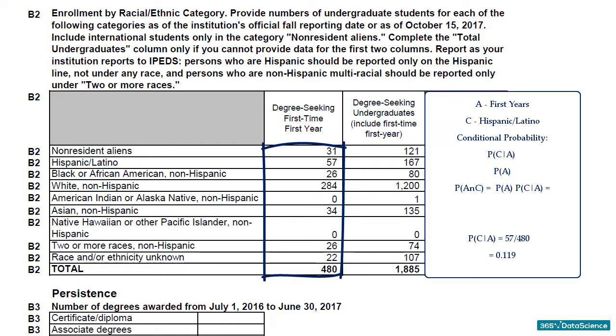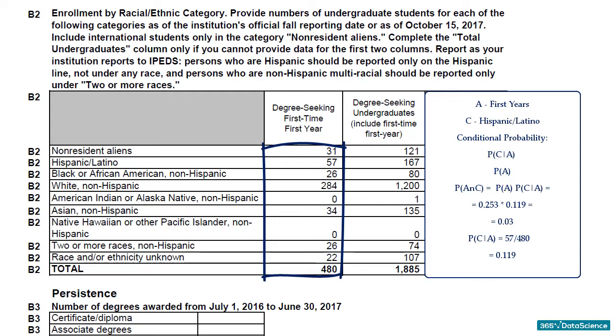So far, so good. Now that we've computed both probabilities, we can plug the values into the multiplication rule. The probability of being a freshman is 0.253, and the probability of being Latino, assuming you are a first year, is 0.119. By multiplying the two, we get 0.03, or a 3% likelihood of being a Latino first year.